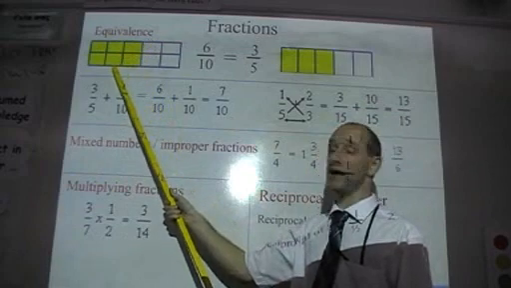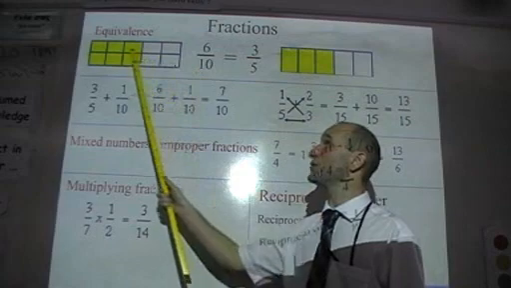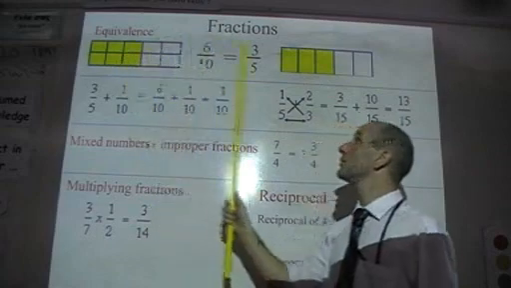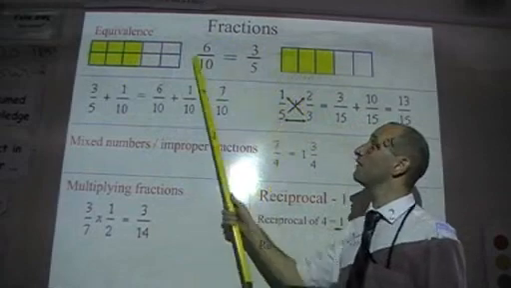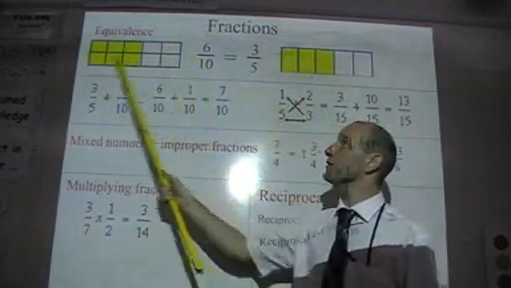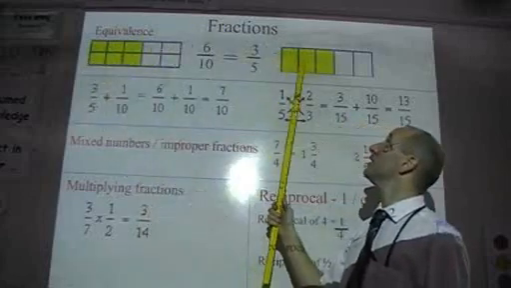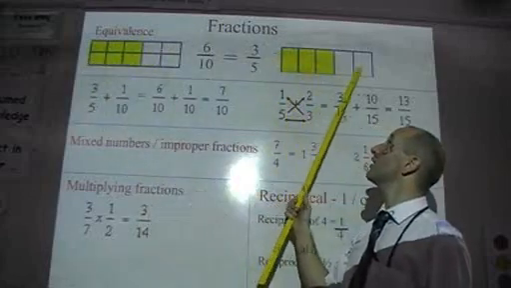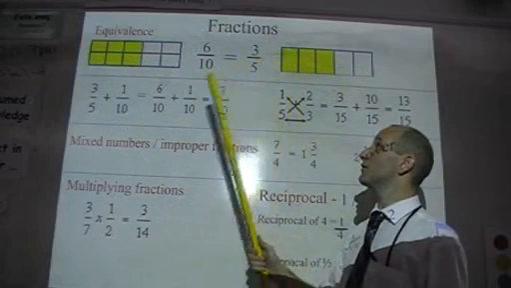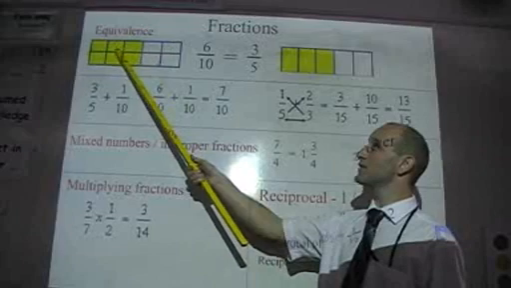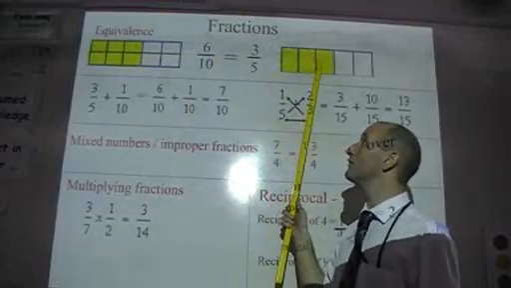If you look at this diagram here, I have 6 sections shaded out of a total of 10. Now if you look across at this diagram here, it's the same diagram, all I've done is removed this middle line going along. So it's exactly the same. I've just now got, instead of 10, I've got 5 sections with 3 of them shaded. So 6 out of 10 here is the same as 3 out of 5.